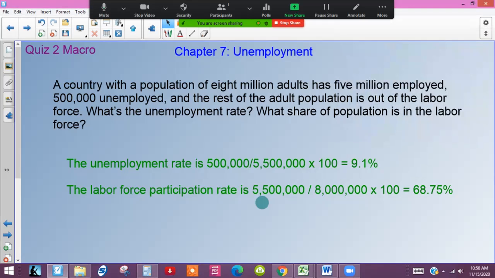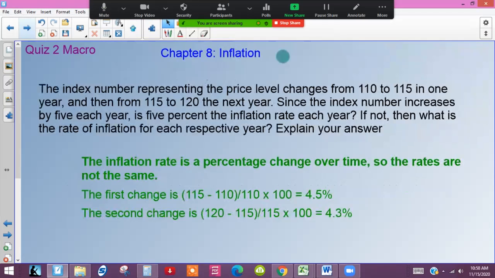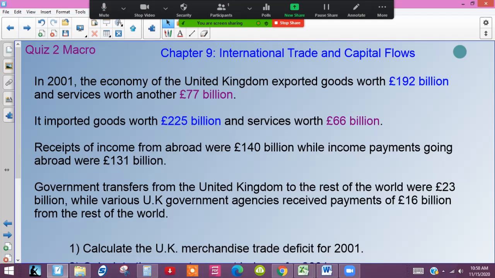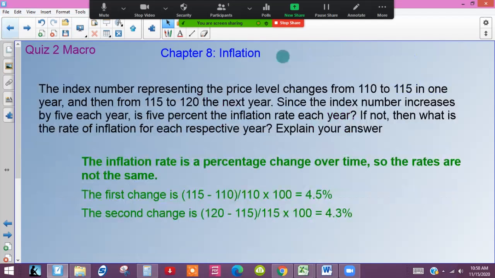So we're moving on in this first video. I'm going to do this actually in 2 parts. So this is part 1. So the last thing I believe I'm going to do, let me just check real quick, is inflation. So I'm going to do the problem for chapter 8, and then I'm going to do chapters 9 and 10 in part 2. Okay. So chapter 8, inflation.